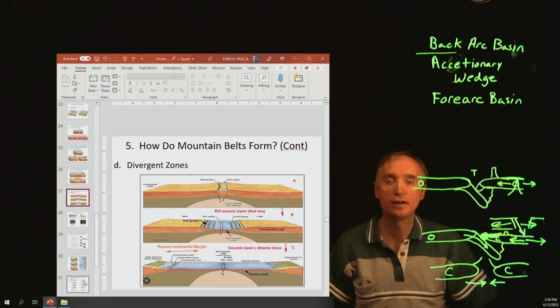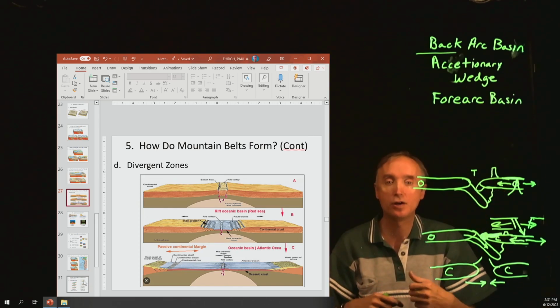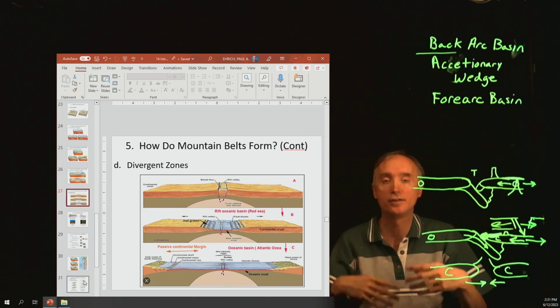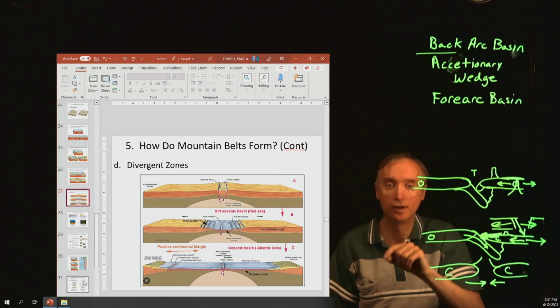Okay, then you could also have a divergent zone. This is where the plates are being pulled apart, and so that's going to be causing tension, and that's going to be causing normal faulting to occur there.